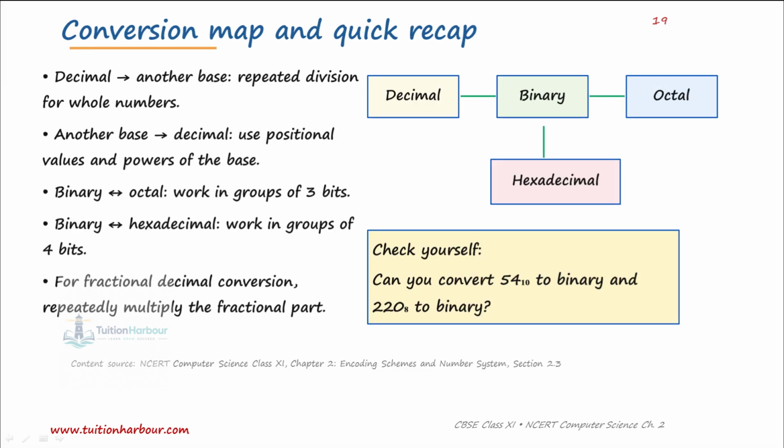Let us recap. Decimal to another base uses repeated division for whole numbers and repeated multiplication for fractions. Other systems to decimal use positional values. Binary and octal use 3-bit groups, while binary and hexadecimal use 4-bit groups.